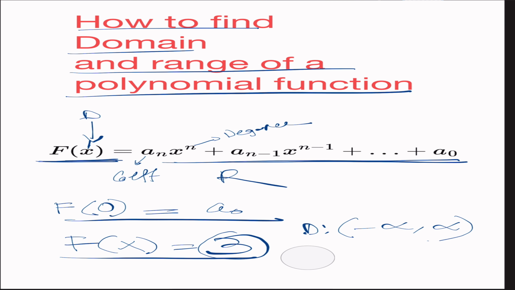So the range will be exactly y = 3, right? Since here we have y, y has to be equal to 3. No matter what values you put, you get y is always 3. That will be our range, right?